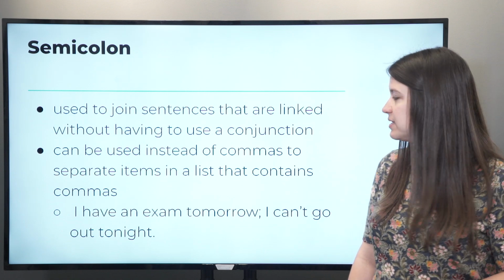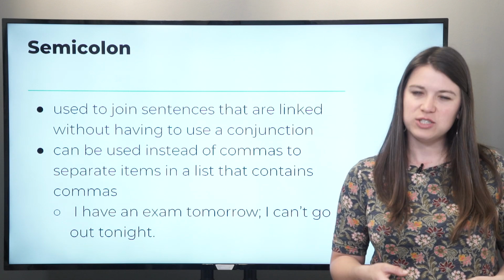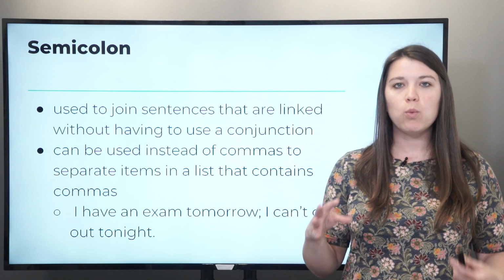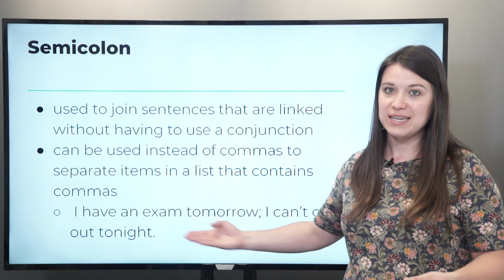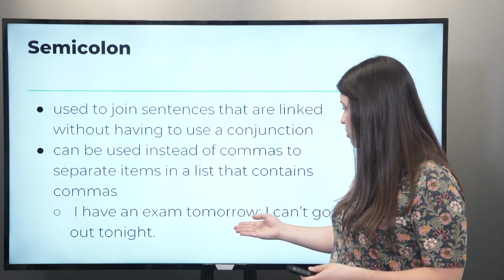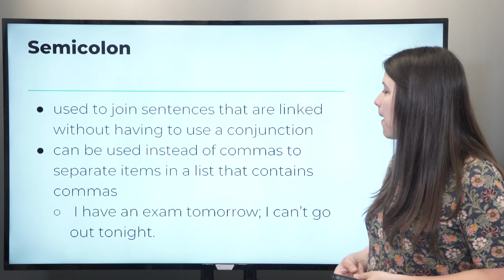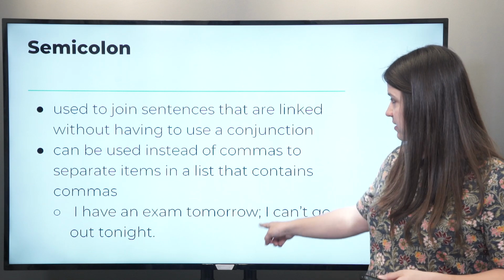Okay, it can be used instead of commas to separate items in a list that contain commas as well. So look at this example. I have an exam tomorrow. I can't go out tonight. So these are actually two separate sentences, but one kind of depends on the other because why can't you go out tonight? Because I have an exam tomorrow. You could also say, I have an exam tomorrow, so I can't go out tonight. That's like a conjunction. But another way to do it is to separate them with this semicolon.